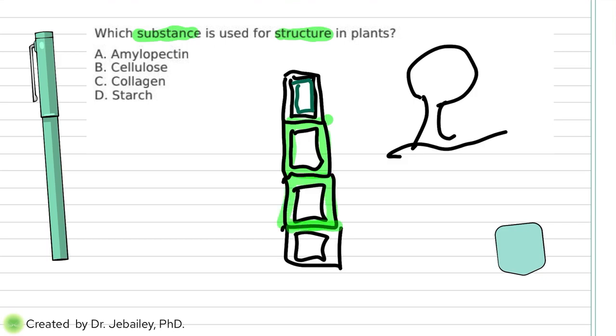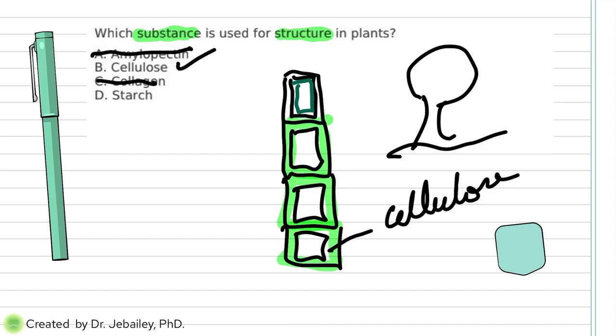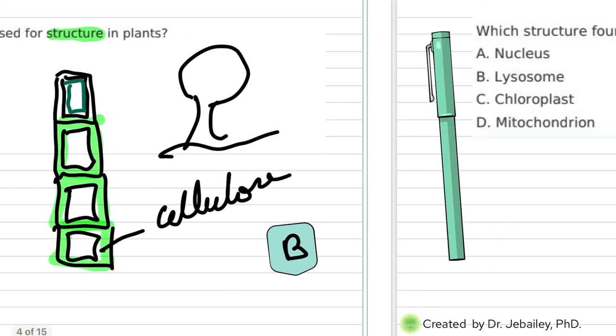Now, what is that cell wall made of? We know that in plants, the cell wall is made of cellulose. So we have to look for that answer. It's not amylopectin. Cellulose right here. Collagen you can cancel, starch you can cancel. So which substance here is actually the structure of the plant? In this case, it's cellulose. So the answer is B. Make sure you memorize this one, because with these kinds of questions, sometimes there is no other way to answer unless you know the information by memory.